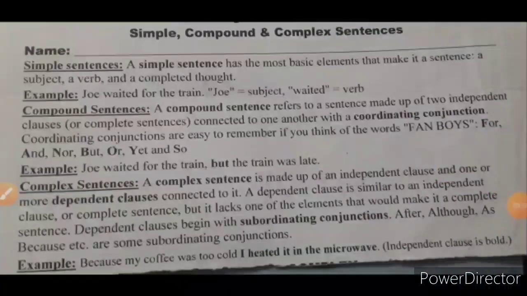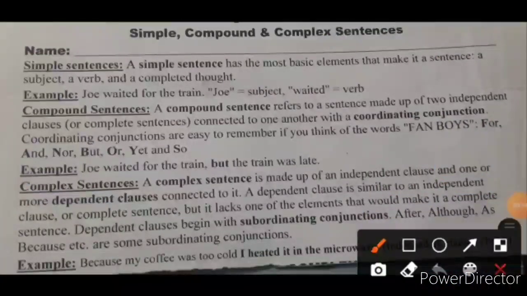As you can see over here, we have the three types of sentences. The first one is a simple sentence. And how do you identify a simple sentence? A simple sentence has the most basic elements, and that is a subject and a verb. Look at the example over here. We have: Joe waited for the train. Now Joe is our subject and waited is our verb.